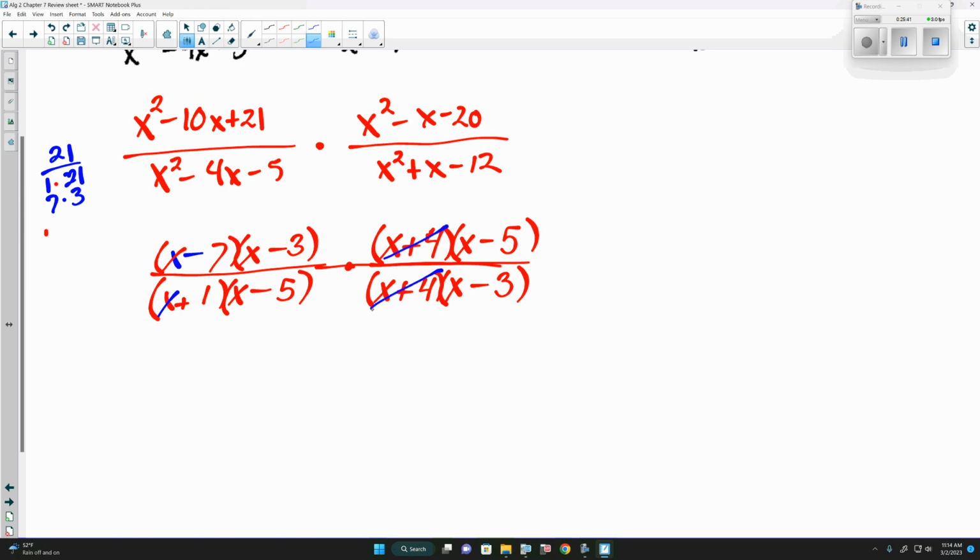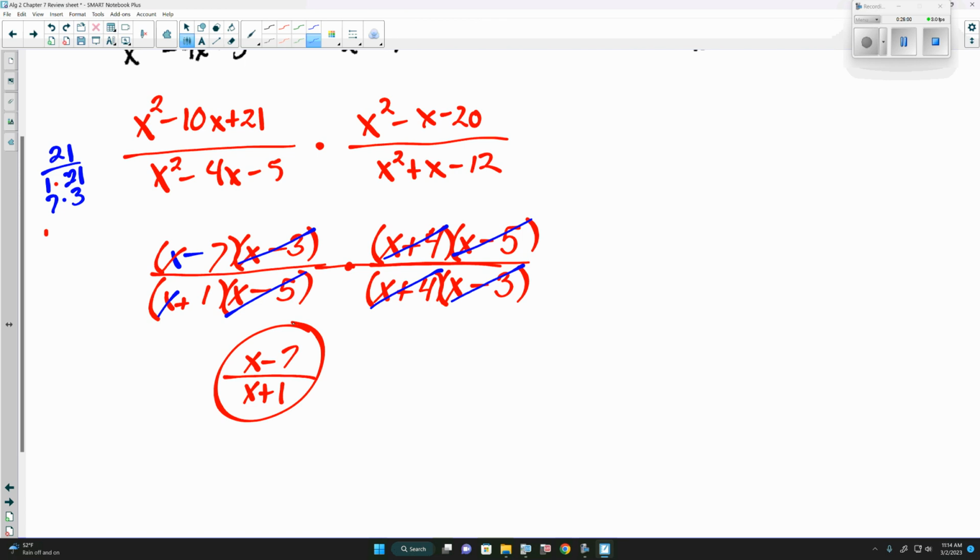X plus 4 and x plus 4 will cancel. X minus 3 and x minus 3 will cancel. X minus 5 and x minus 5 cancels, leaving us with x minus 7 over x plus 1. And that's it.